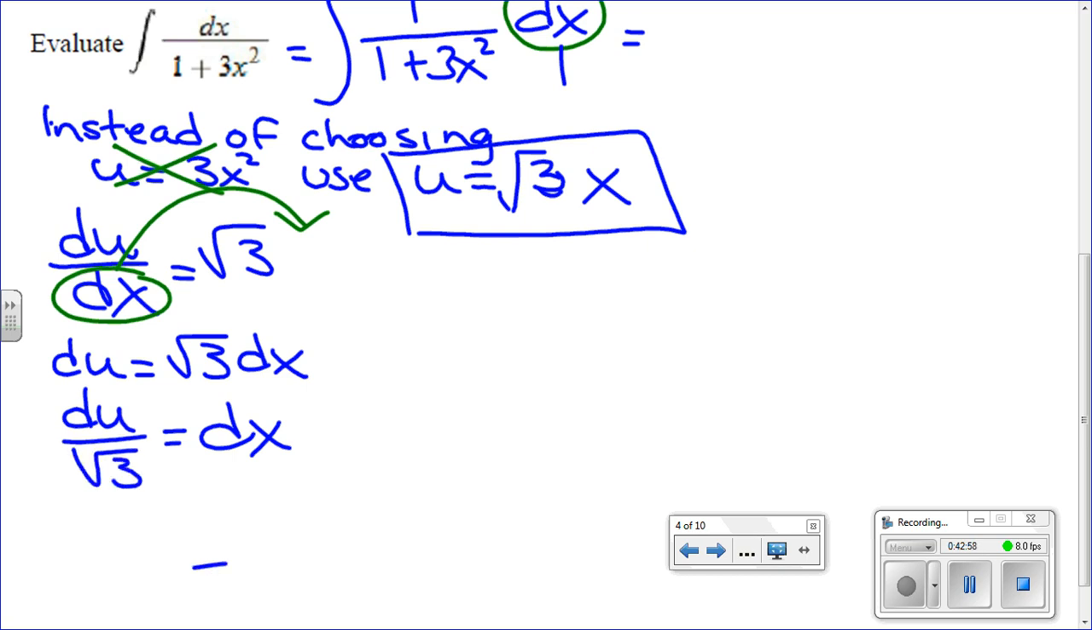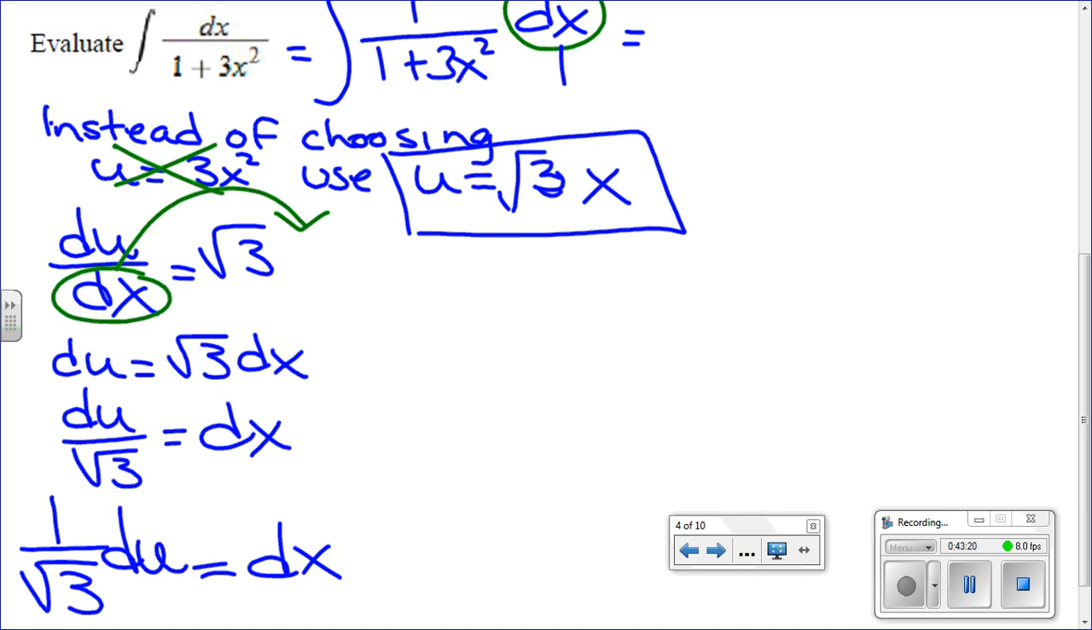Now, for notation purposes, I'm going to write 1 over the square root of 3 times du, just like the one that we did with the 1/5. You might ask me why you do that? Well, because I just need dx. I don't need the square root of 3 times dx.